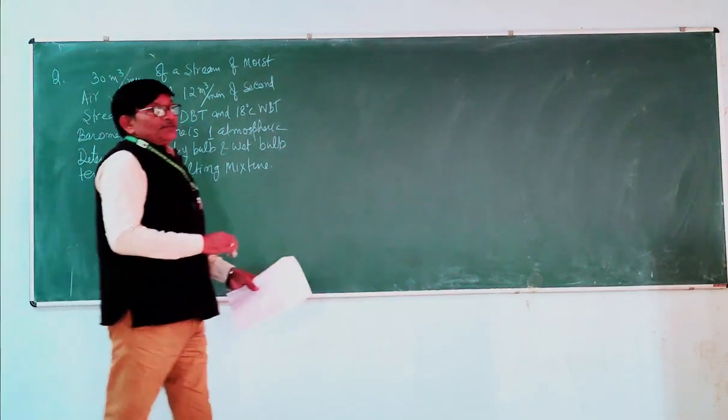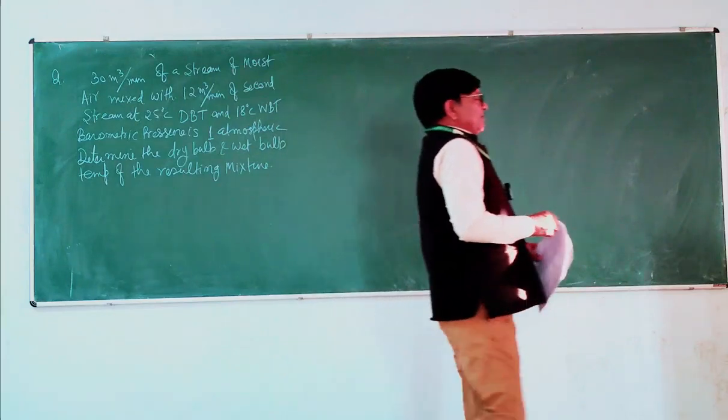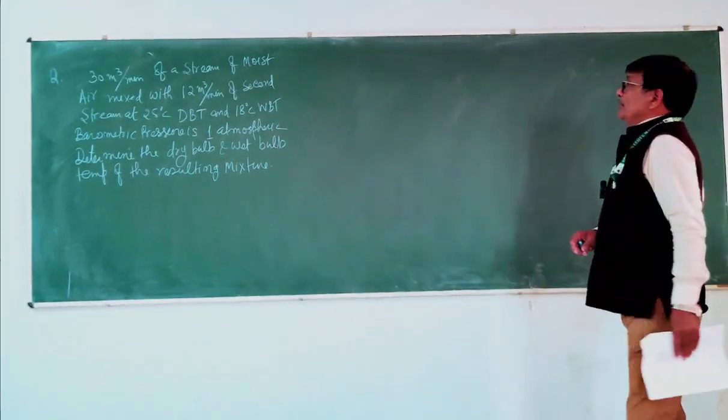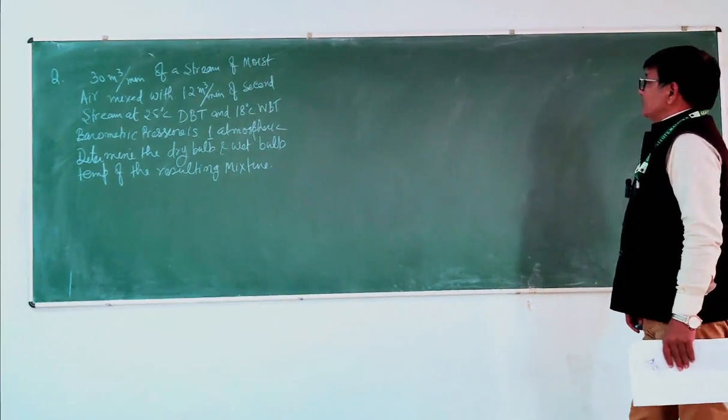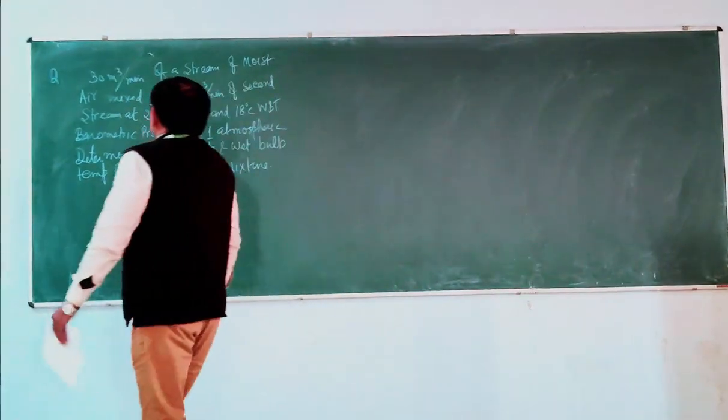So to find the resulting mixture of this mixing problem, we have to find out from the given data. So stream 1 and stream 2. What is the condition given for stream 1?